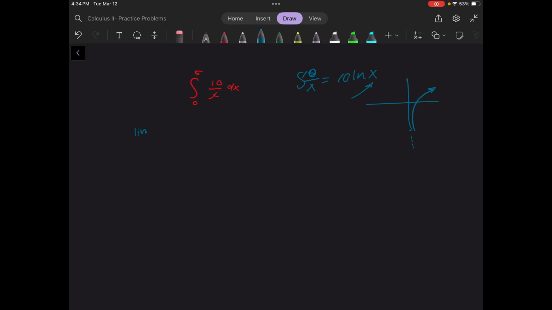So we have to take a limit as t approaches 0. And we're going from t to 5 of 10 over x dx. It's going to be the limit as t approaches 0 of 10 ln of x evaluated at 5 and t. So we have 10 ln of 5 minus 10 ln of t, and we're still taking the limit as t approaches 0.